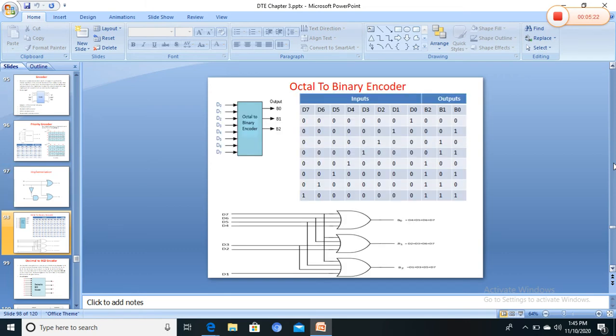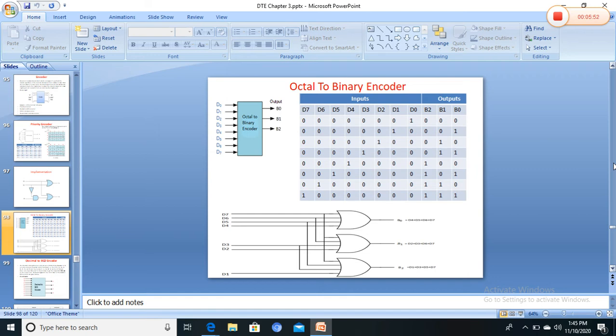Next is the octal to binary encoder. In this octal to binary block diagram, octal means the input has 8 input lines and the output has 3. D0 to D7 are the inputs and B0, B1, B2 are the outputs. These are the output lines. Corresponding to the 8 input octal digits, we get a 3-bit binary output.